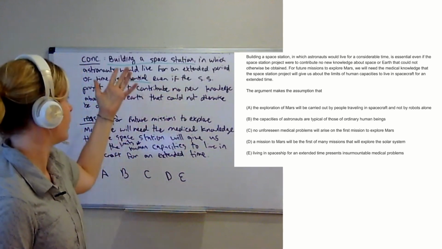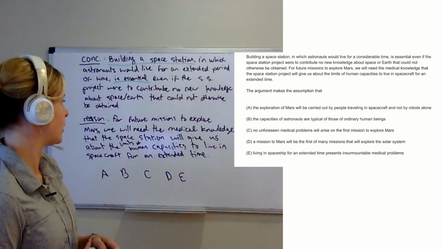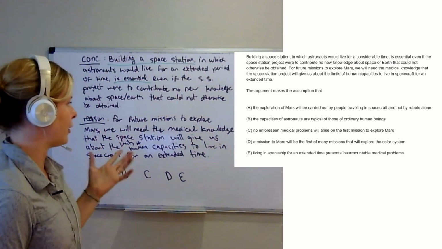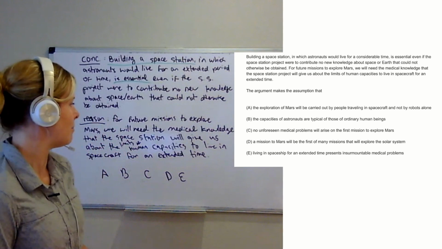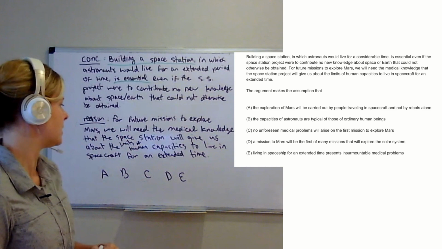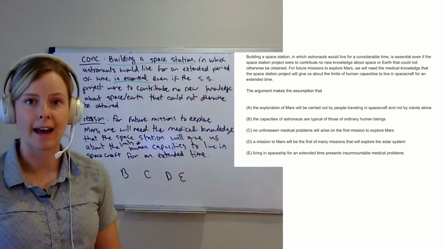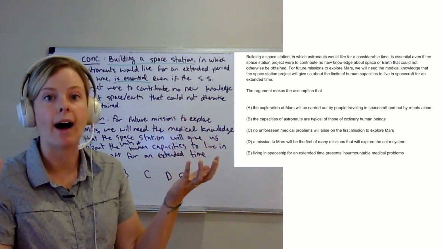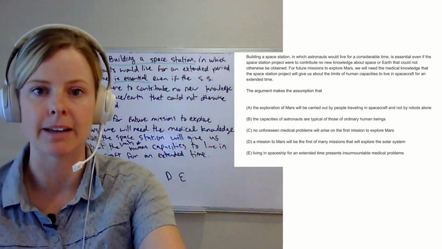So why does the author believe that building a space station is essential? The reason is that for future missions to explore Mars, we will need the medical knowledge that the space station will give us about the limits of human capacities to live in spacecraft for an extended time. So that gives us a reason why the author thinks that building a space station is essential.